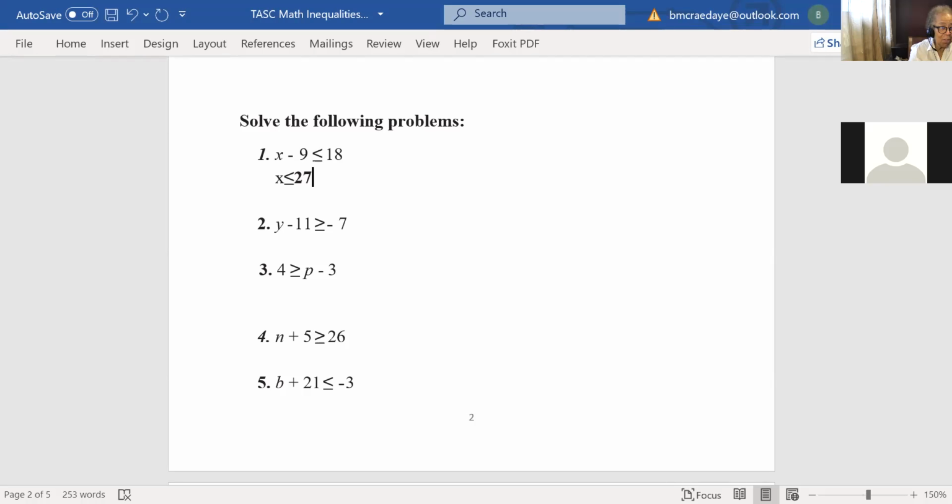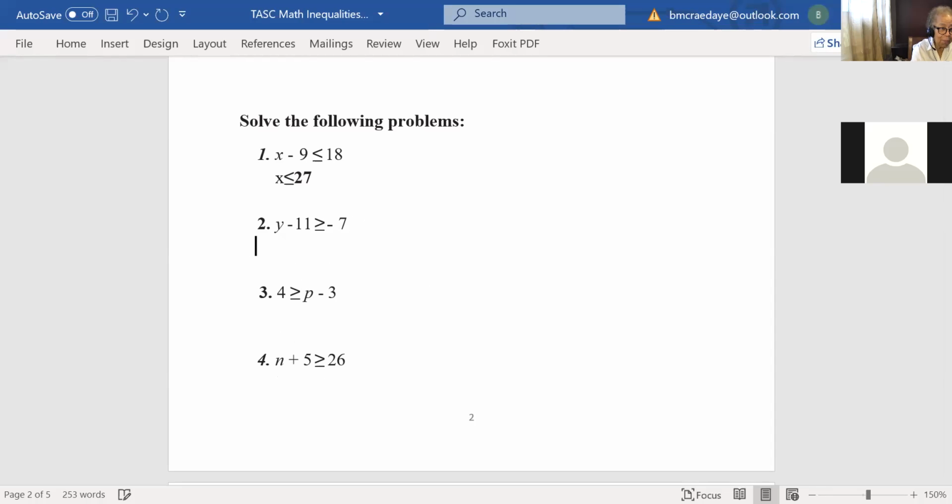I want you to be able to look at these inequalities and determine what operation you do. Remember, it's the opposite. If it's a subtraction, you add. If it's an add, you subtract. If it's a multiplication, you divide. If it's a division, you multiply. All right? Now, Vanessa, what would be the answer to this one?